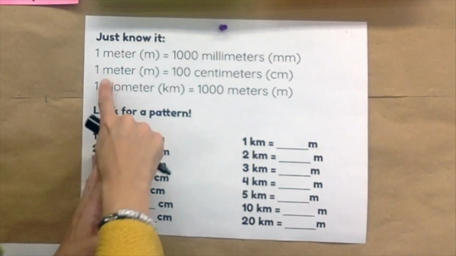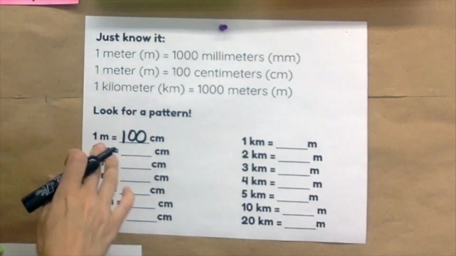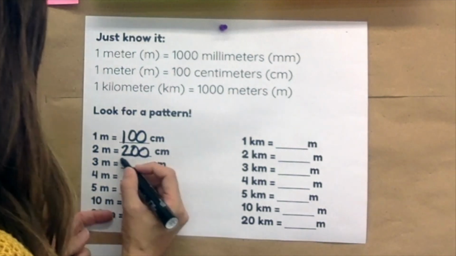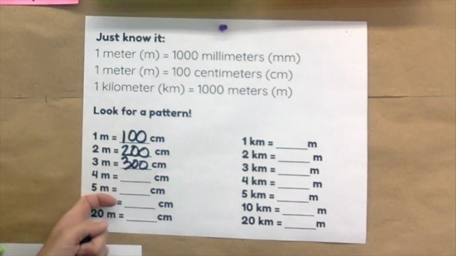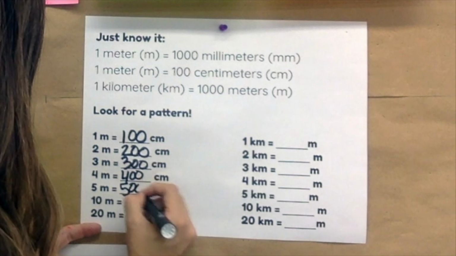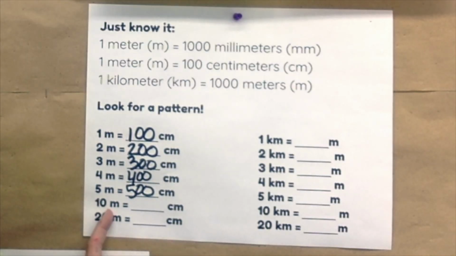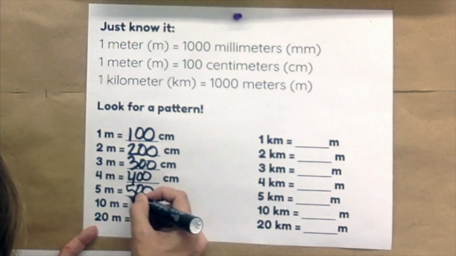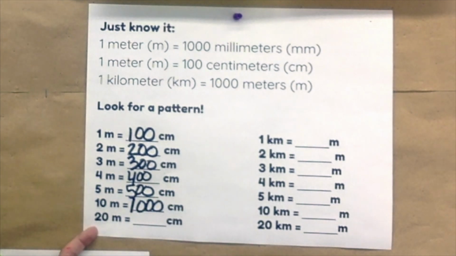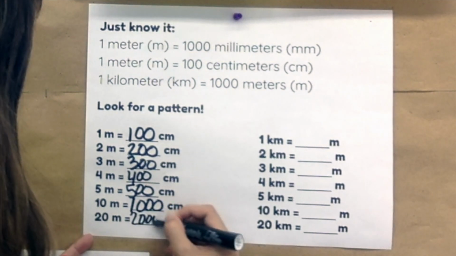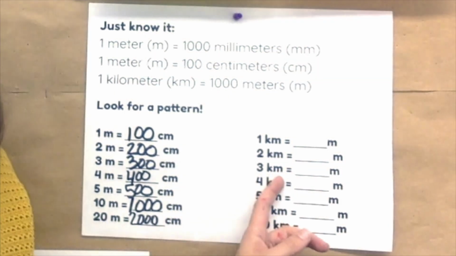So 1 meter equals 100 centimeters. So 2 meters, 200. 3 meters, excuse me, 300. 4 meters, 400. 5 meters, 500. Now we got to 10 meters, and we know that 5 meters is 500, or we could just do 10 times 100, and we would get 1,000 centimeters. So 20 meters would be double that, 2,000 centimeters. Let's move on to this side.